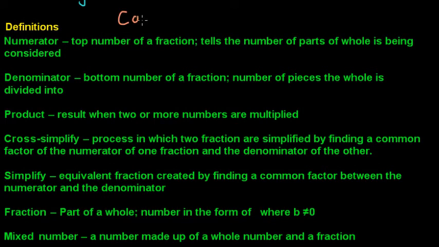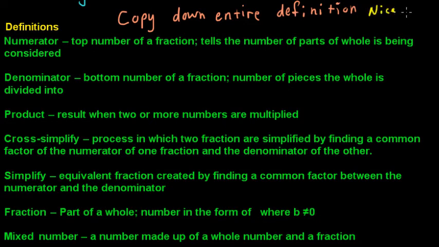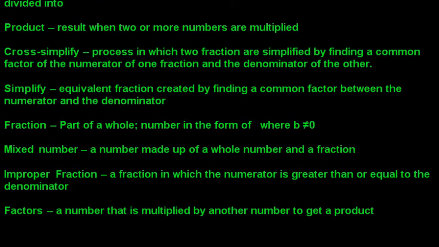Alright, here are your definitions. Numerator, denominator, product, cross simplify, simplify, fraction, mixed number. Make sure you copy down the entire definition. Every word, every punctuation. Get it all down. Okay? And make sure that it's nice and neat, that it's legible. There's that word again. Okay, so you'll pause it and write down the definitions here. And you gotta scroll down, there's a couple more numbers, improper fraction and factors. So pause it and get it down.